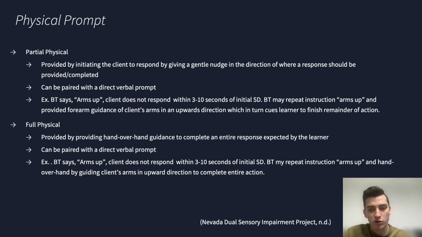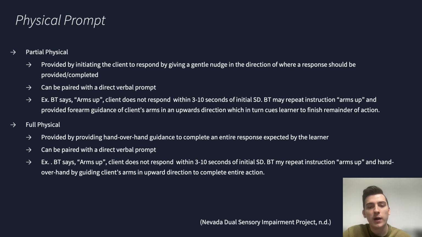An example of a partial physical prompt is when a BT says, "Arms up." Client does not respond within that 3 to 10 seconds of the initial SD. The BT may repeat this instruction, "Arms up," and then provide forearm guidance of the client's arm in an upwards direction, which in turn cues the learner to finish the remainder of the action.